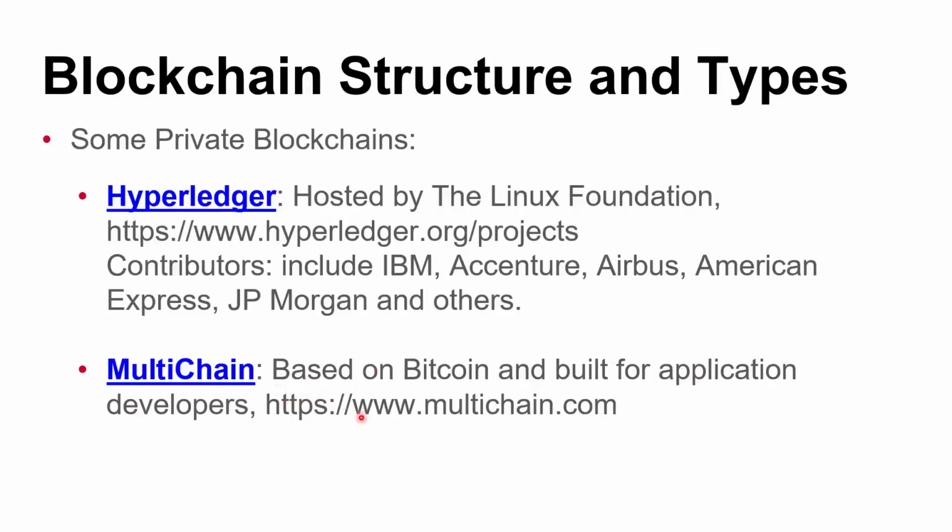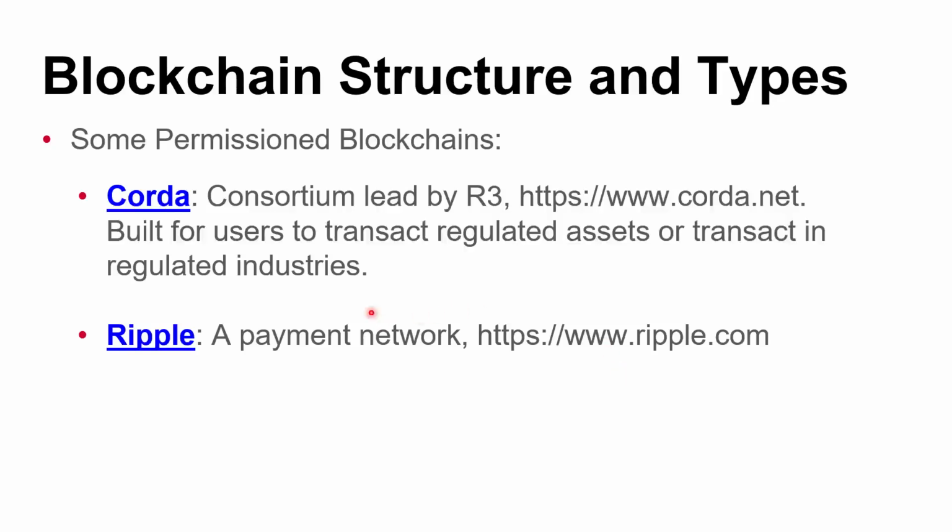MultiChain is popular, and it's based on Bitcoin. I guess you could say it's a second generation version of Bitcoin that you can install on your own, and you can get more information at multichain.com. Corda can be either a private blockchain or a permissioned blockchain. The vendor is R3, and you can go to Corda.net for more information. And Ripple as well, a permissioned blockchain.